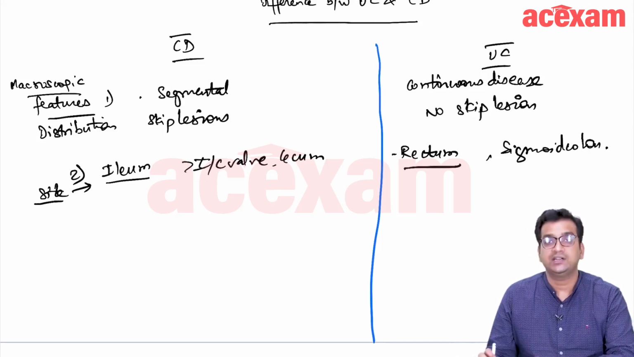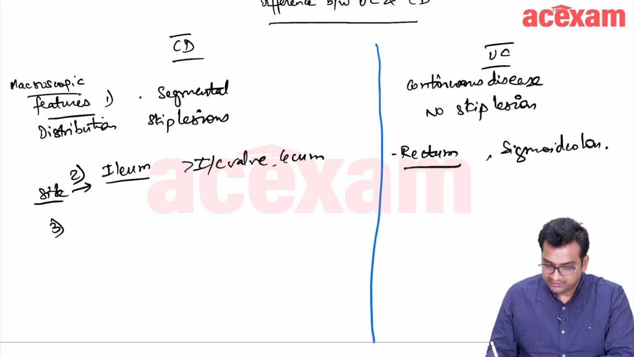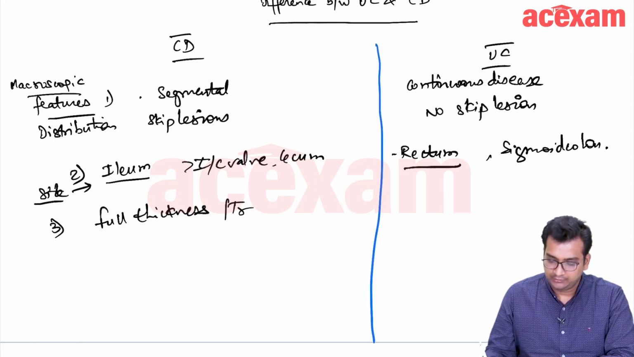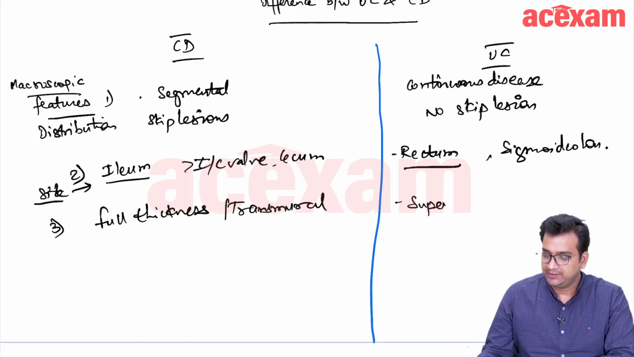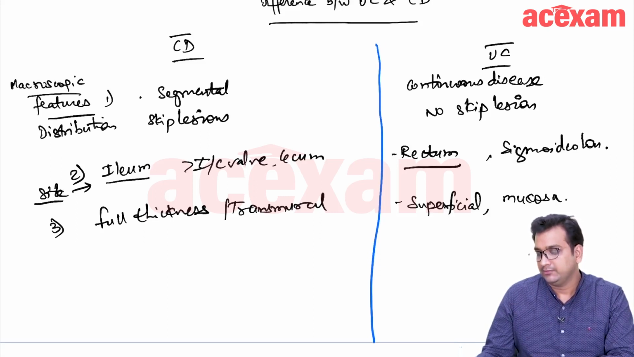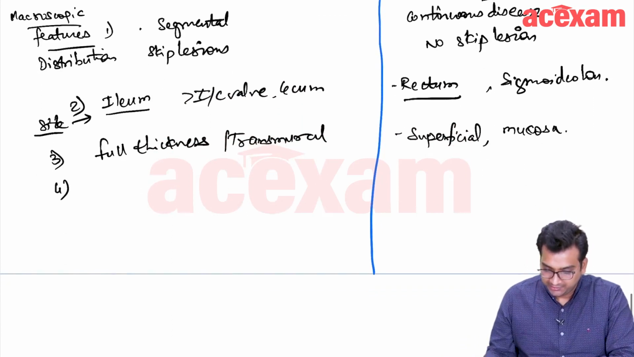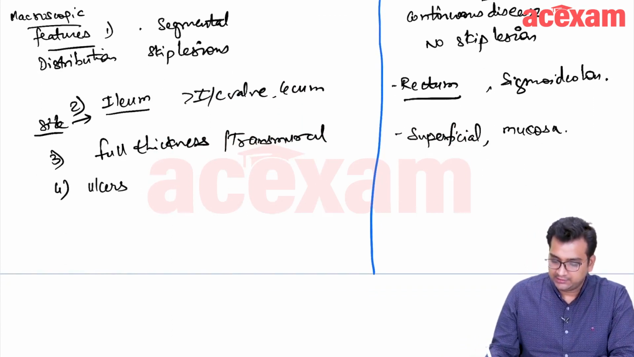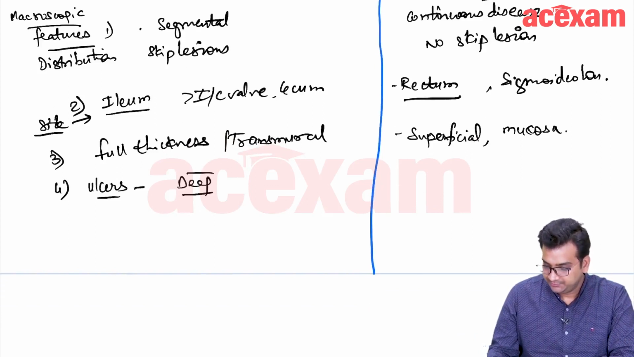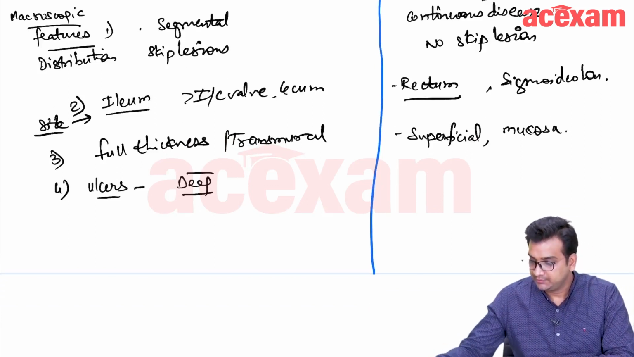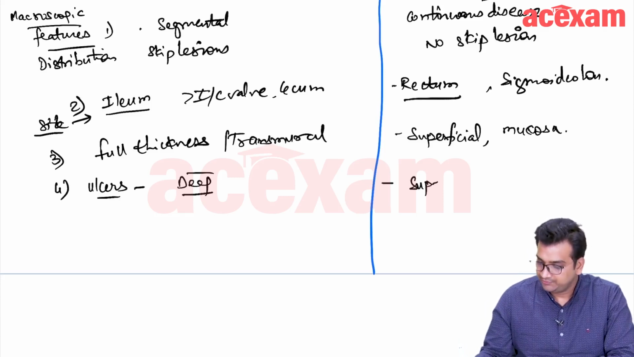it goes upwards continuously. Now the next point: Crohn's is a full thickness disease, also known as transmural disease. Ulcerative colitis is superficial, involves the mucosa, or at maximum goes to the submucosa. Muscularis is spared. Now the next point is development of ulcers. Here the ulcers are deep, and here the ulcers are superficial or mucosal.